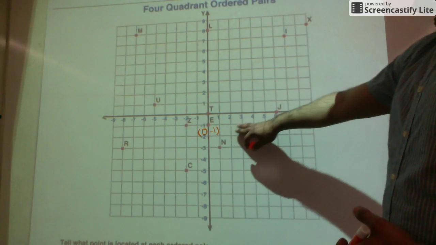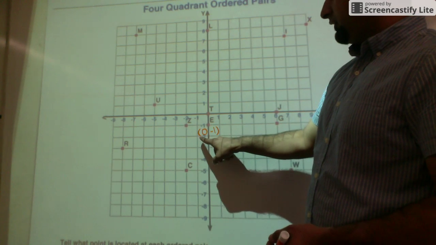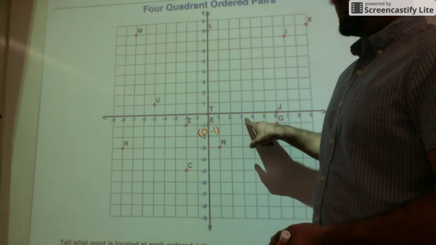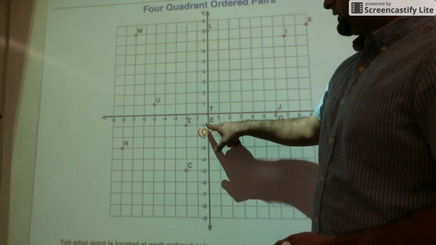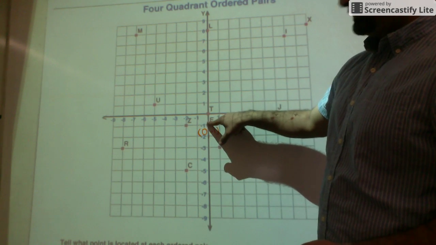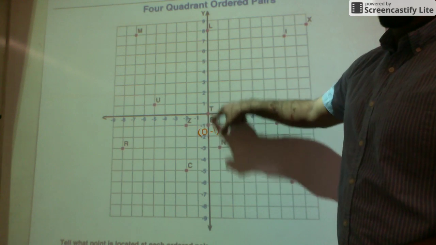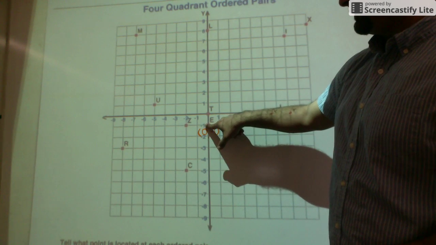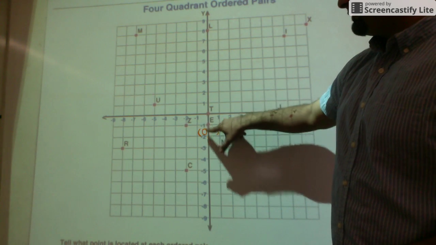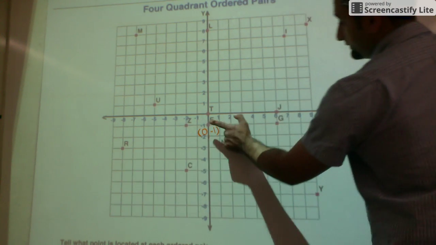Now the zeros are not very tricky, but remember, always start with your x, which is left and right, and then go with your y, which is up and down. If it doesn't move, then it's still on 0. But you need to see if it's left or right or up and down. So I knew that this didn't move left or right, so it's going to be 0 here. But it did move up and down, down 1. So (0, -1) is the point for E.